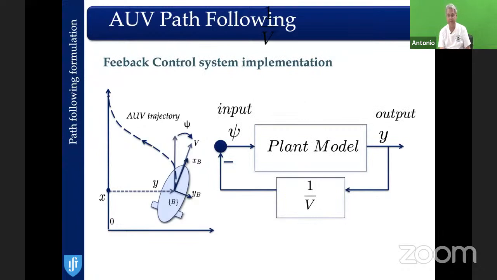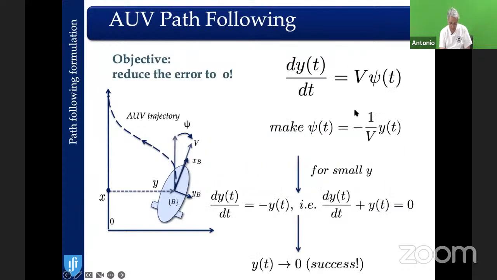So how do you implement this now? Remember that you have the plant model. So your input is psi, and the output is y. So you divide by v, you feed back. You could even put a small k here, and then k would appear here, and then you would control the rate at which the y goes to 0. The larger the k, the larger the rate at which you go to 0. And boom, you are done.